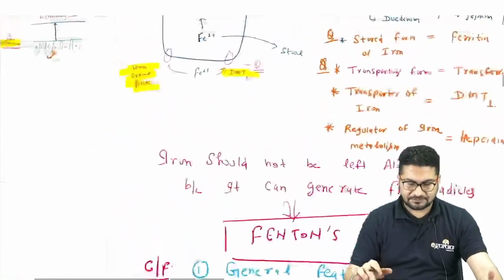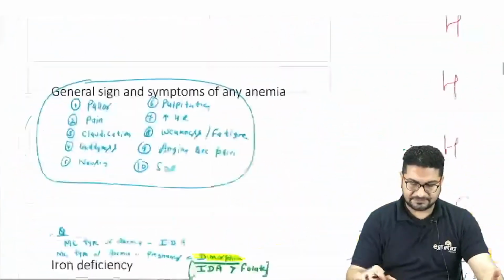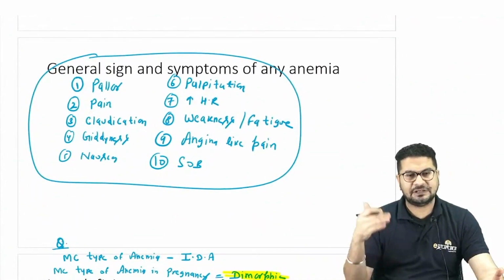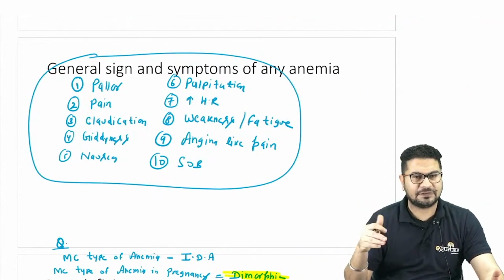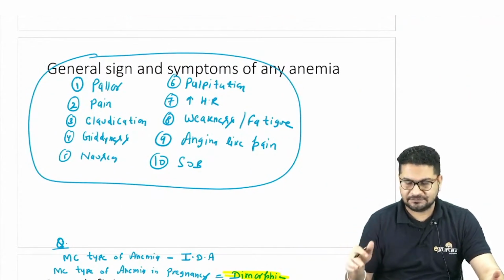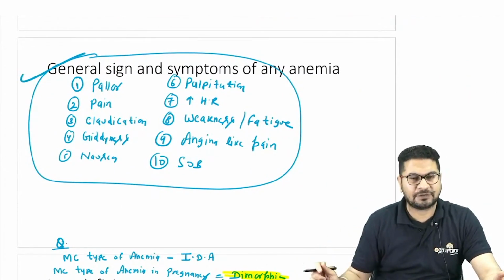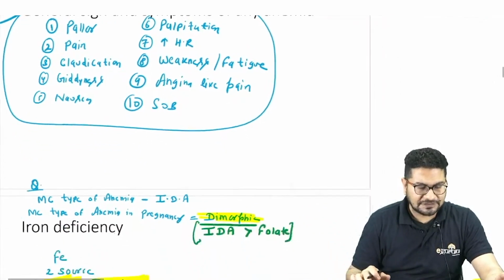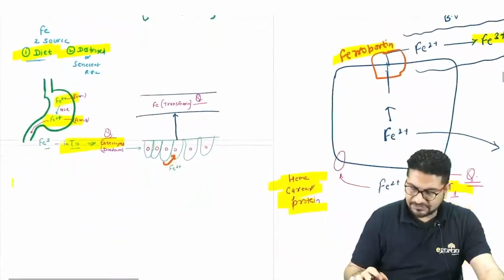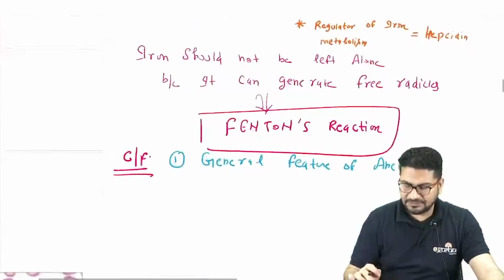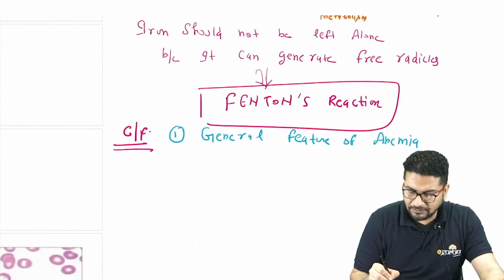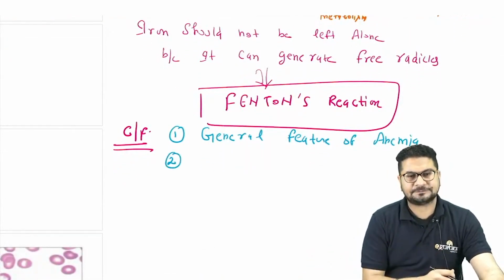The same general features: fatigue, pallor, pain, claudication, giddiness, dizziness, right? Weakness, tachycardia, palpitation. These are general. SOB, shortness of breath. These are general symptoms. So the patient will develop the general symptoms of anemia. But along with this, there are some special features.